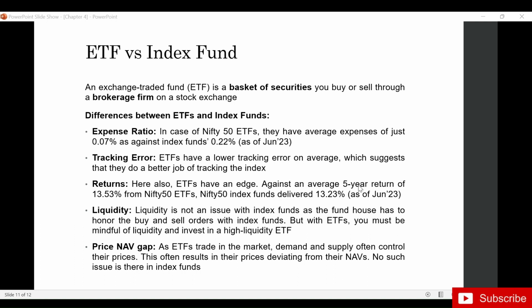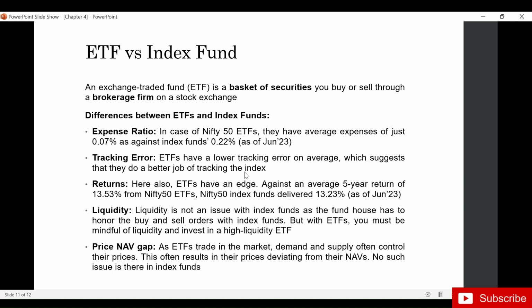So if I talk about Nifty 50 ETFs, then they have average expense ratios of just 0.07%, which is much lesser as compared to the expense ratio of Nifty 50 index funds, which is 0.22%. And this data is taken as of June 2023.